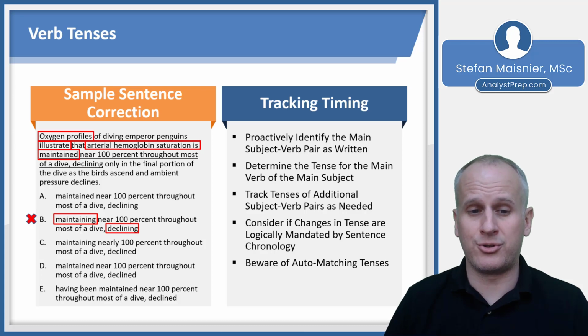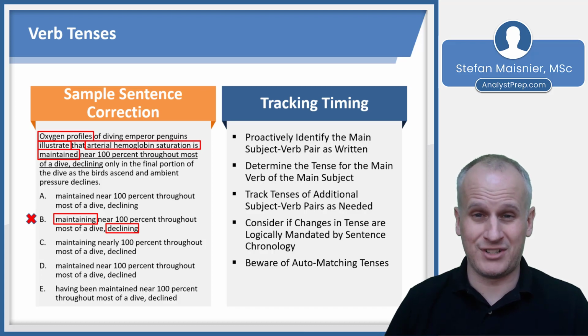And we need to be aware of auto matching tenses in the answer choices and just using that as a quote unquote shortcut. Because is maintaining and declining, that doesn't make sense. If we read arterial hemoglobin saturation is maintaining, that means at this very moment right now. And that is not what this is trying to say, saying abstractly in the present. So we can eliminate B even though it matches those two verbs if you were just to kind of glance at it.